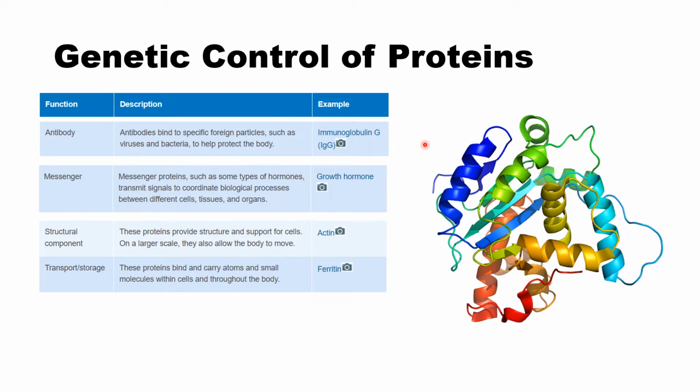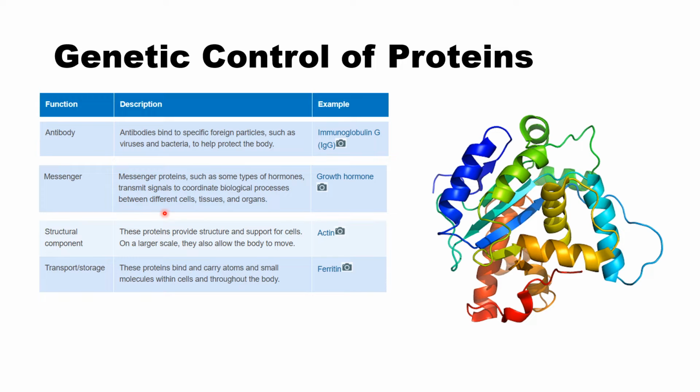Yung protein natin, ito yung functions nila. Pwedeng antibody, messenger, structural component, at saka transport or storage. So, yung antibody, it binds to specific foreign particles such as viruses and bacteria to help protect the body. Yung mga protein na messengers naman, such as yung mga hormones, they will transmit signals to coordinate biological processes between different cells and tissues and organs.